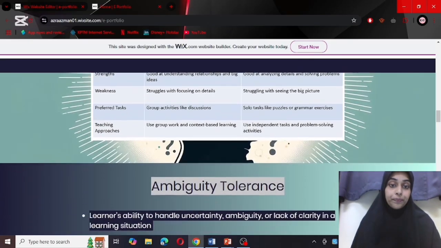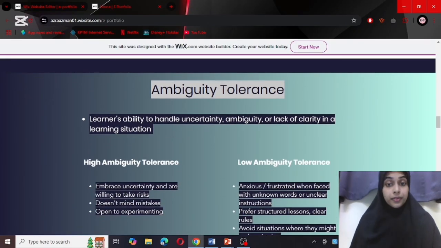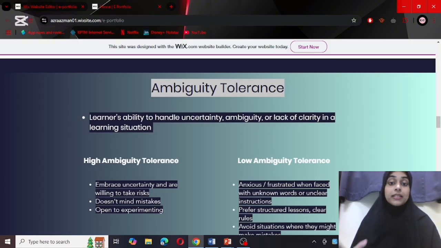So the next one, let's go to ambiguity tolerance. It's all about how comfortable someone feels when they don't have all the answers or when things aren't clear. So some people are okay with this uncertainty, while others find it frustrating or stressful. In learning, this plays a very big role in how we approach challenges and tasks. So there are two types of learners, which are high and also low ambiguity tolerance.